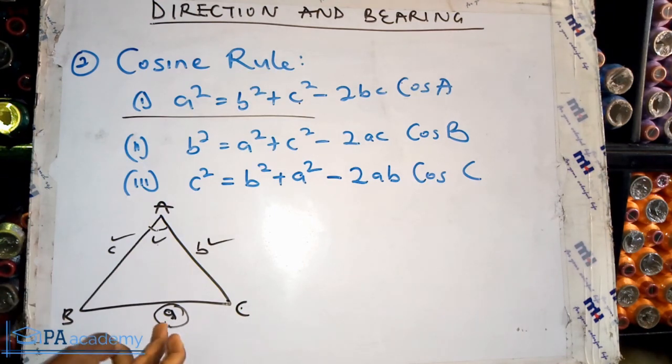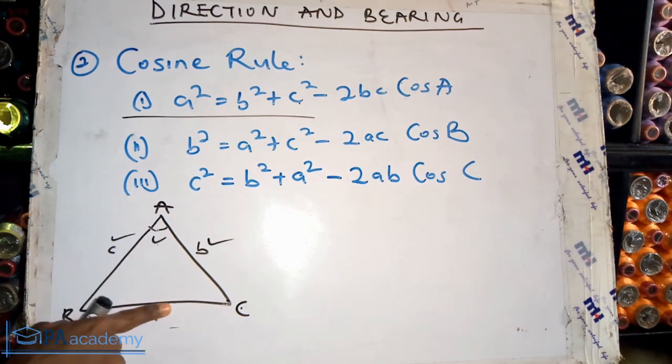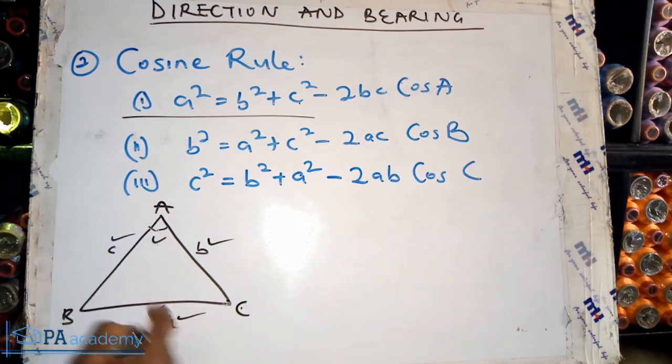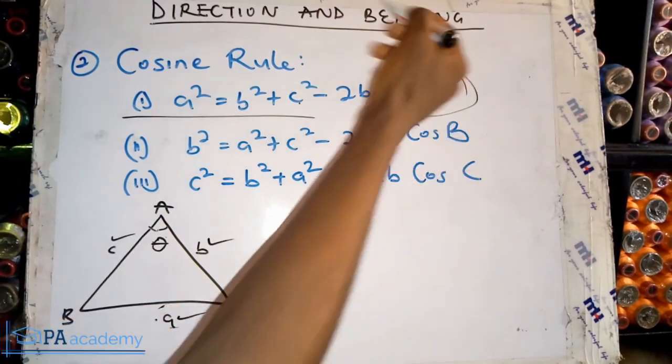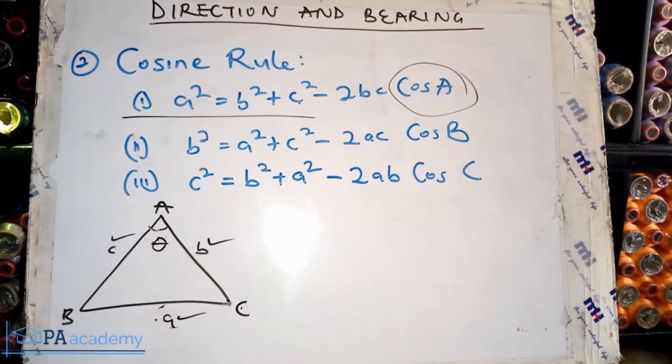You can also use it to get the angle. Let's say you are given these sides, and then you are looking for this angle. You can also use this formula where you now make cos A the subject of the formula. All these are some of the things we are going to look at in examples that will touch all these things in the course of this video.